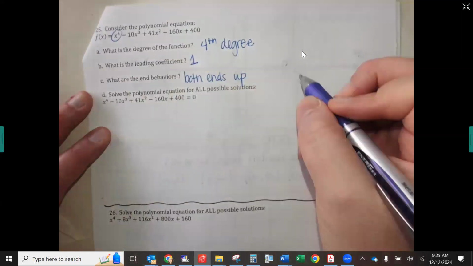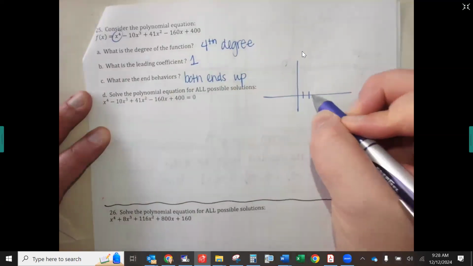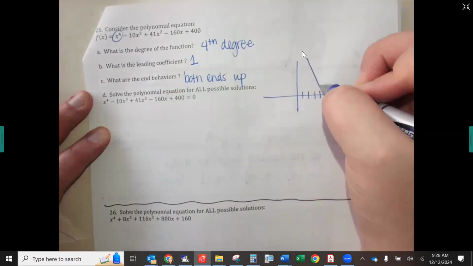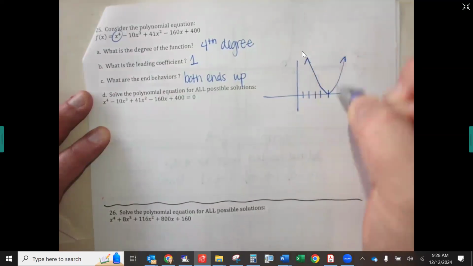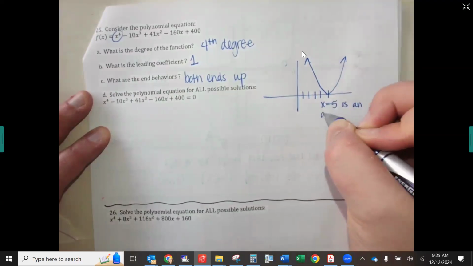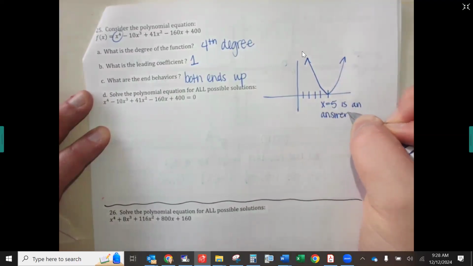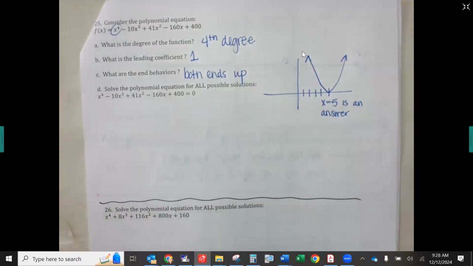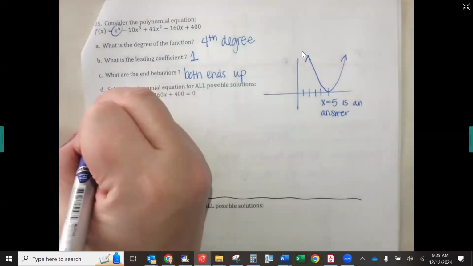So we know that our graph crosses at 1, 2, 3, 4, 5. I'm just going to draw a picture. So I know that x equals 5 is an answer. But because my graph has too many terms for me to do grouping, I'm going to pull the 5 out so that I can do grouping on what's left. So put a 5 in the box.